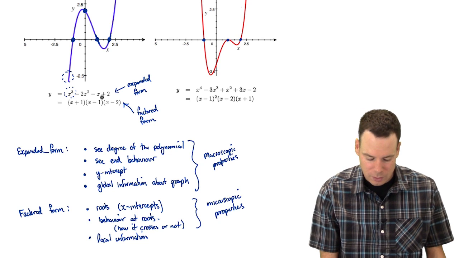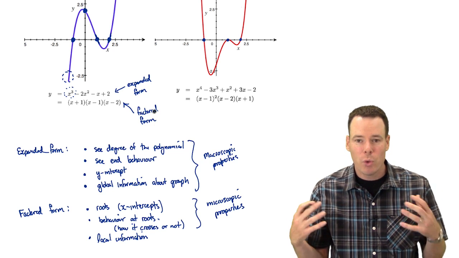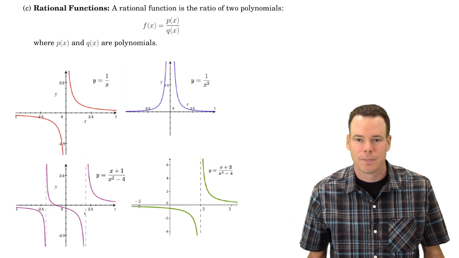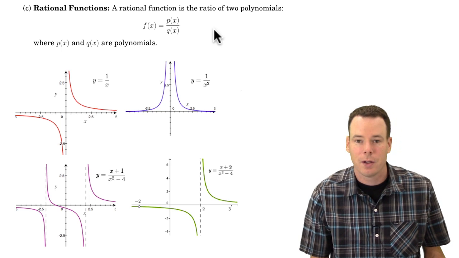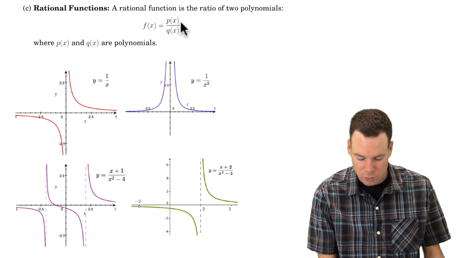So again, just an illustration as we have expanded and factored form of the polynomials. Both of them are useful. It depends what kind of information you want. Now our next class of functions that I want to look at are the rational functions. So these are functions which are formed as the ratio of two polynomials.